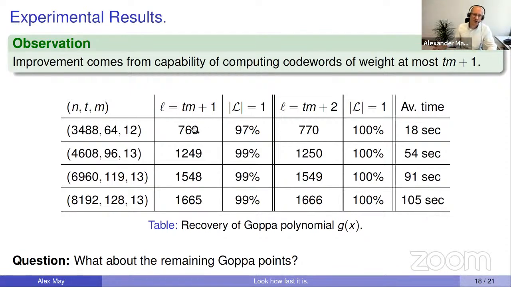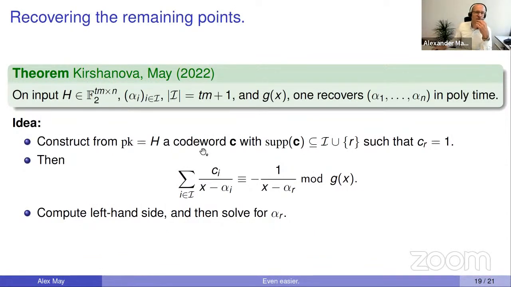So what we have achieved now is that we were given only 700-something points, and then we could recover the Goppa polynomial. But now to recover the whole secret key, we have to recover the remaining 3,488 minus 769 points. And this is what we do on the next slide. So let's see how that works. On input, the public key H, the points in our positions I, again this is codimension plus 1, and now we already have the Goppa polynomial. I claim that we can recover the remaining points also in polynomial time.